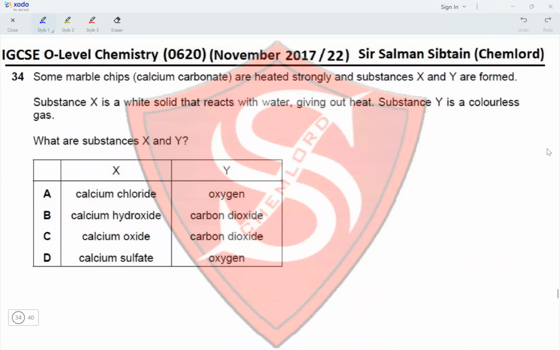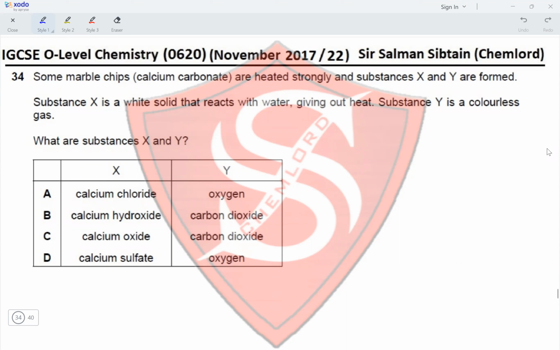Question 34. Some marble chips, calcium carbonate, are heated strongly and substances X and Y are formed. Substance X is a white solid that reacts with water, giving out heat. Substance Y is a colorless gas. What are the substances X and Y? So, substance X is a white solid that reacts with water. So, the options are calcium chloride.